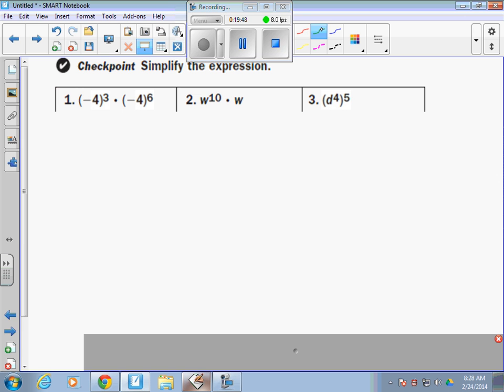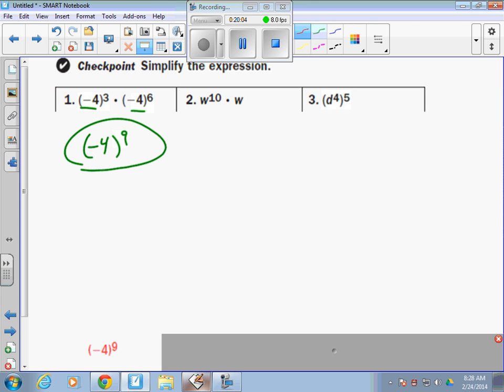Then we had some checkpoints at the bottom. It says negative 4 to the 3rd power times negative 4 to the 6th power. Exact same base, negative 4. You add 3 plus 6, and you get negative 4 to the 9th power. W to the 10th power times w. Don't forget that there is a w to the first power. So that means w to the 10 plus 1, which is w to the 11th power.